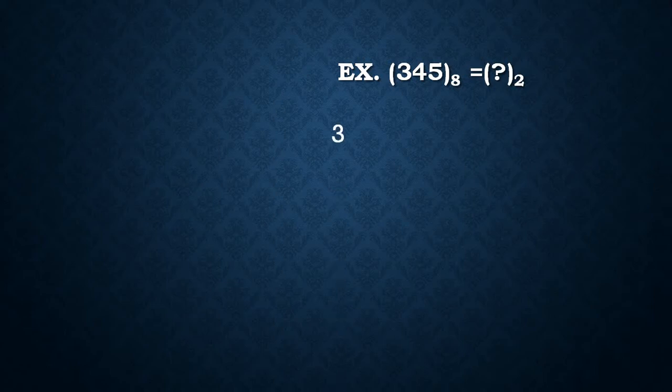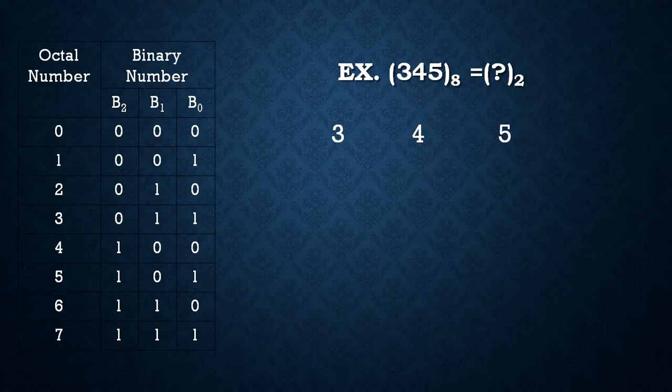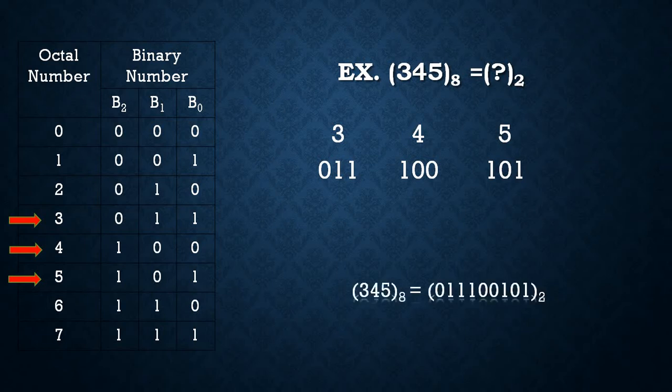First we write the separate digits 3, 4 and 5. Again we observe the relation table. For 3 we get the binary number 011, we write it here. For 4 we get the binary number 100, we write it here. And for 5 we get the binary number 101, we write it here. Again we combine these binary numbers to create the result. So we get 345 to the base 8 equal to 011100101 to the base 2. Now again we take another example which consists of the octal point.